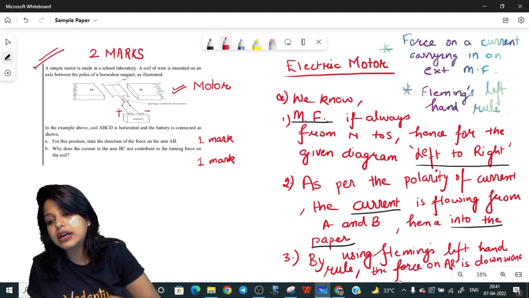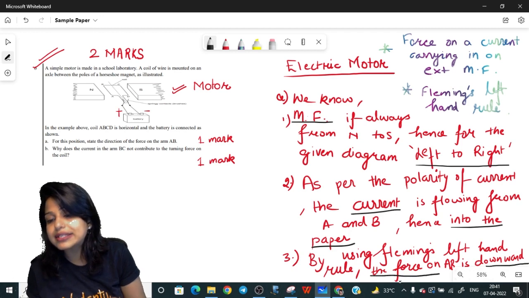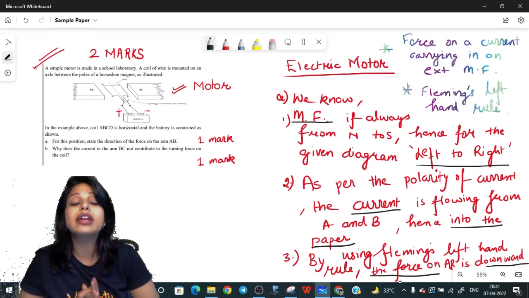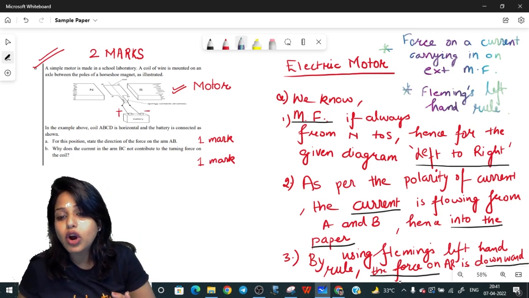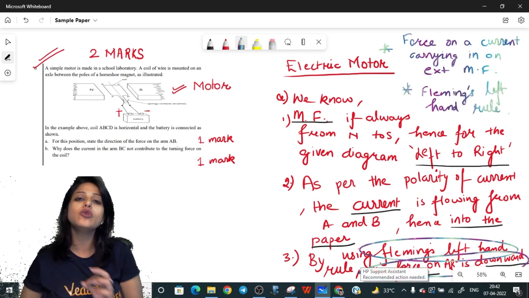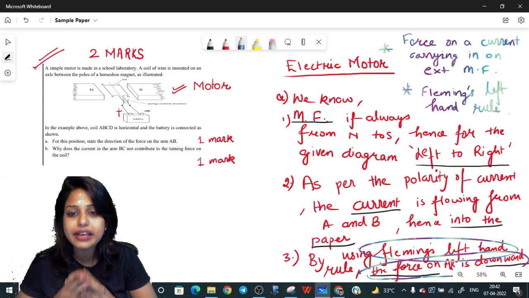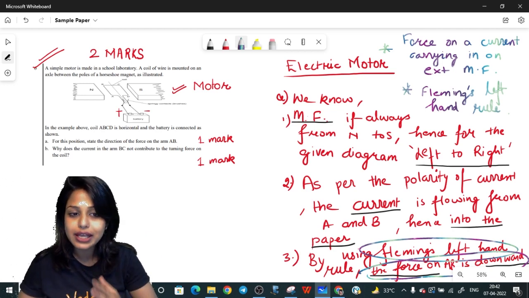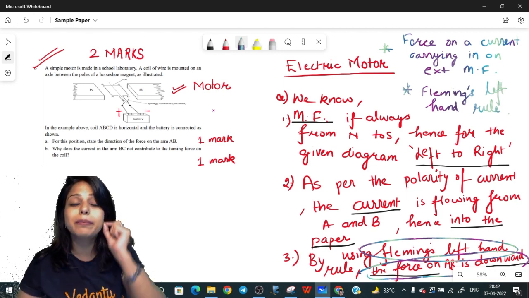So my answer comes here. I'll again put this underline so that it is clear. This is my part A. Now, do I need to write such pointers? That entirely depends on you. What you have to definitely write is what rule you are using and what is your final answer. These two points must be there, but if you want to make an impression on your examiner, it's really great if you mention how you figured out the direction of the magnetic field and the direction of current.